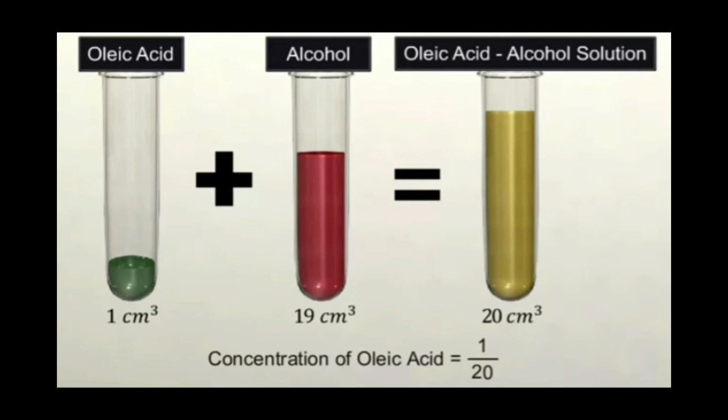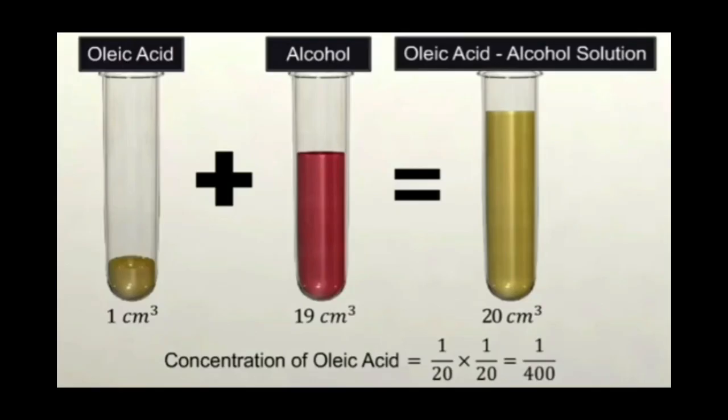In the next step, 1 centimeter cube of this solution is mixed with 19 centimeter cube of alcohol to make 20 centimeter cube of solution. But in this solution, the concentration of oleic acid becomes 1 by 20 into 1 by 20, that is 1 by 400.